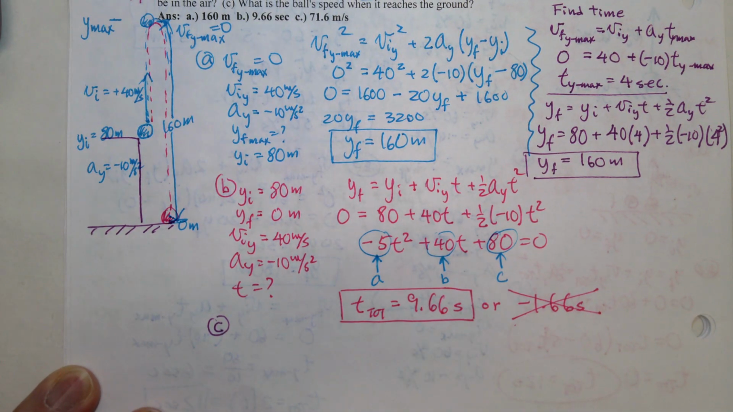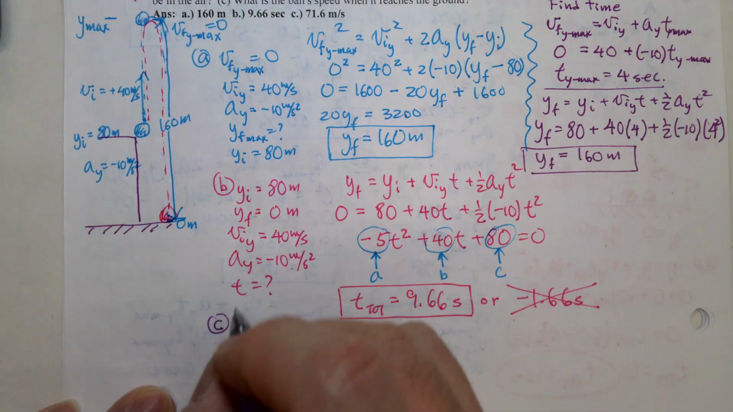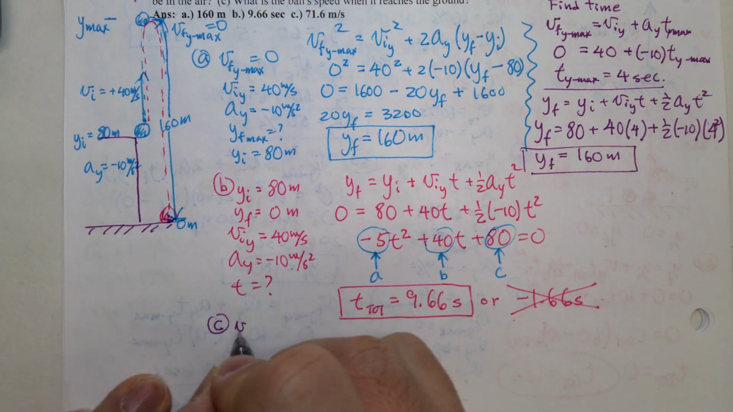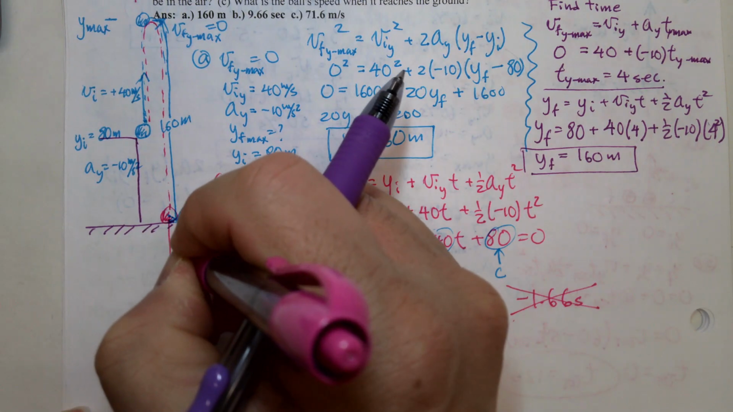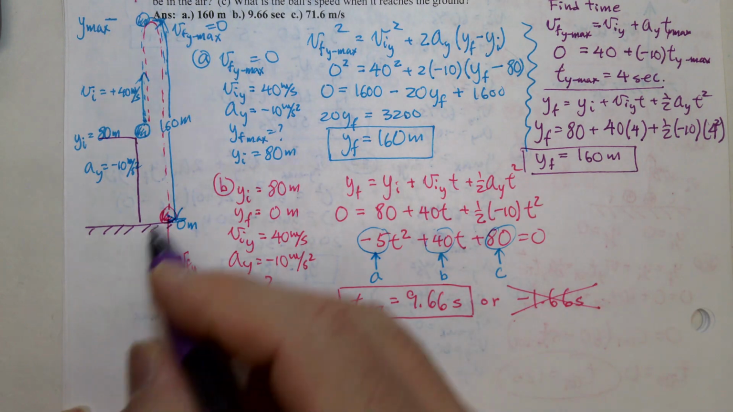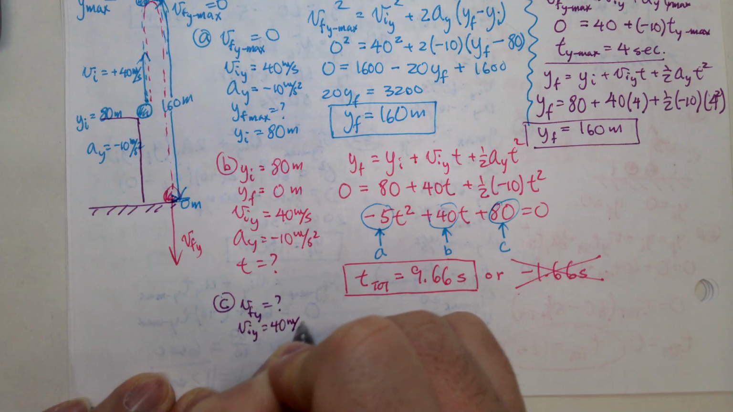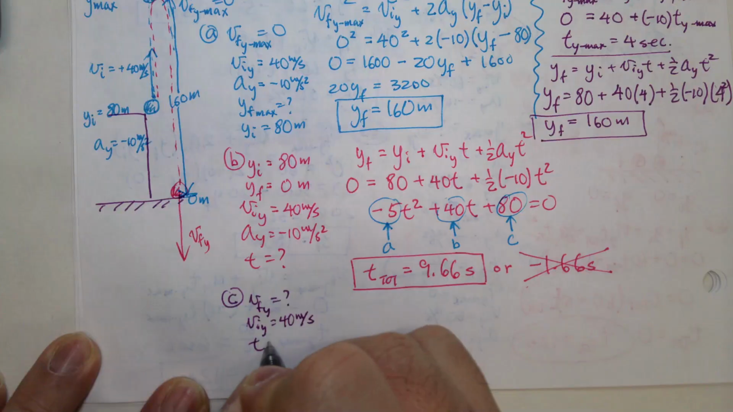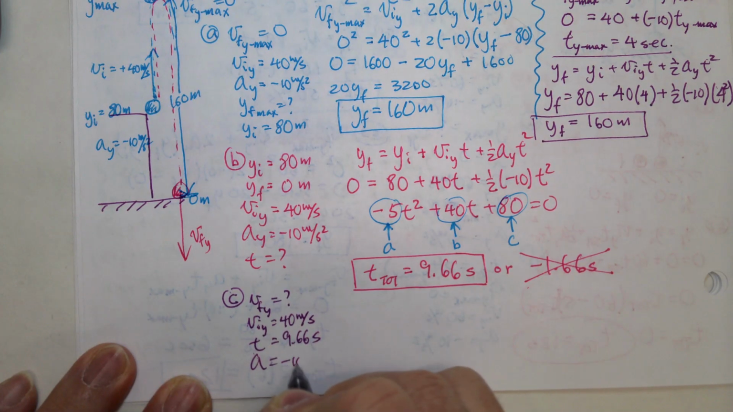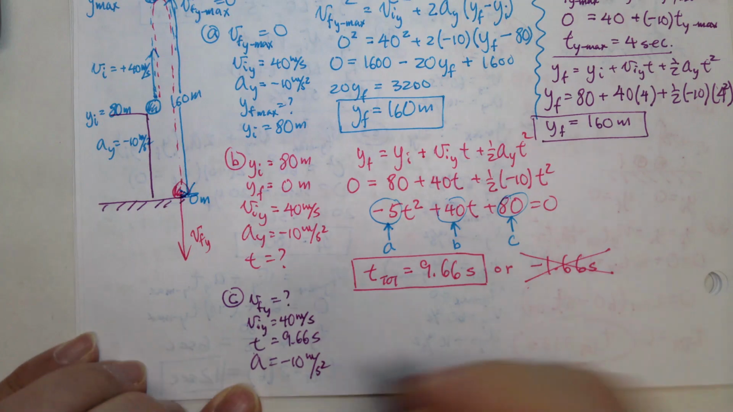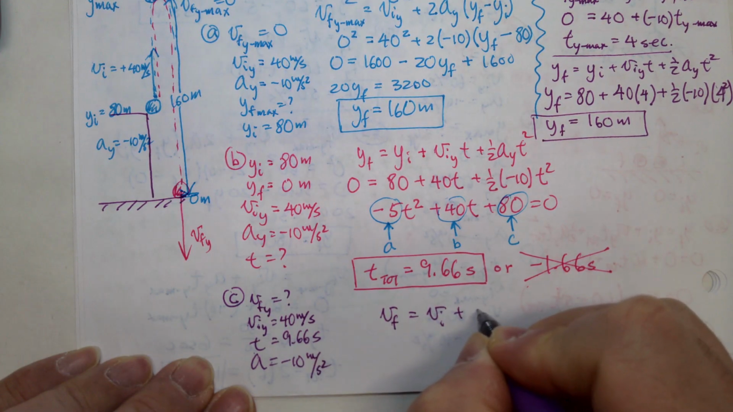what is the ball's speed when it reaches the bottom, when it reaches the ground? Well, we want to find basically VFY, because that's what we're looking for. We know VIY, which is equal to 40 meters per second. We also know t, which is 9.66 seconds. We know a, which is negative 10 meters per second squared. So we can use equation 1, which is VF is equal to VI plus at.